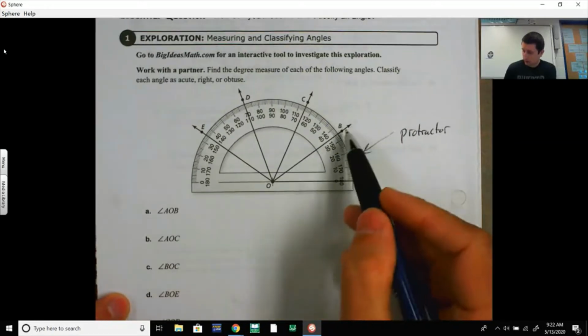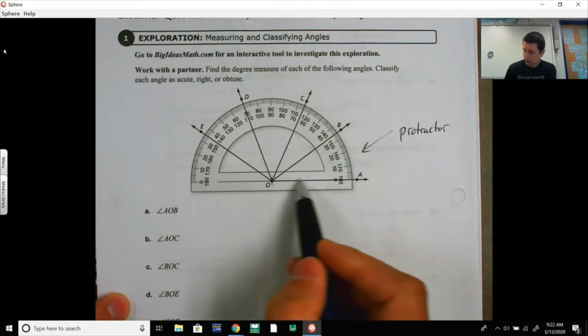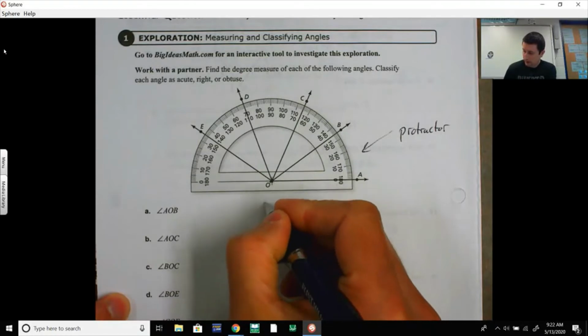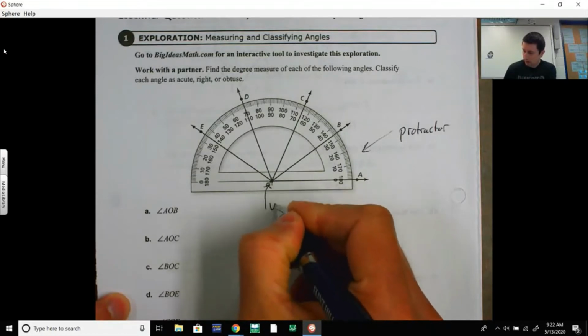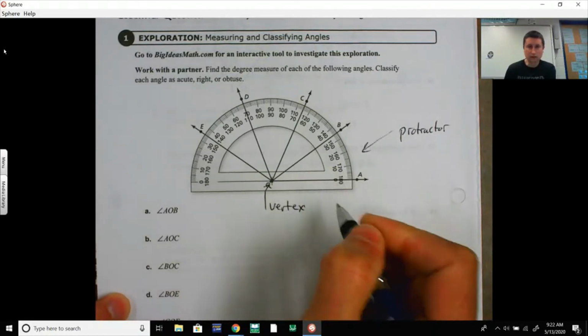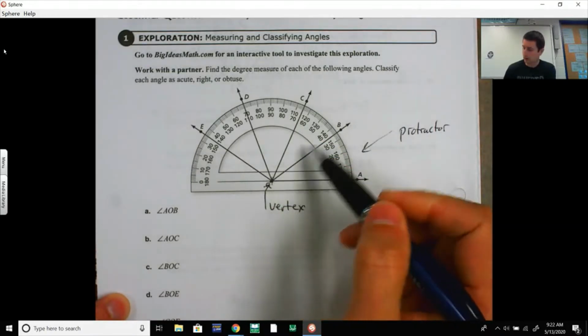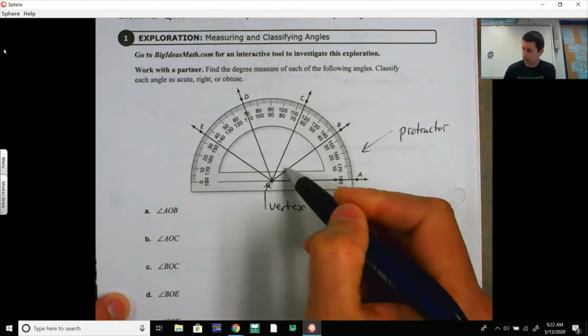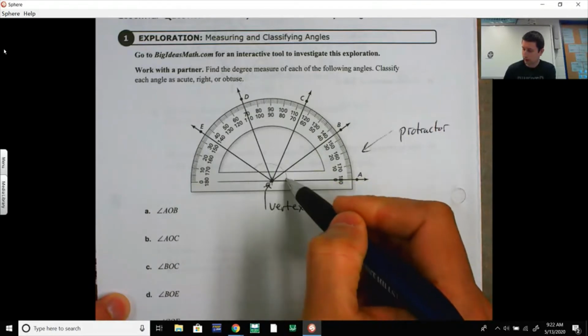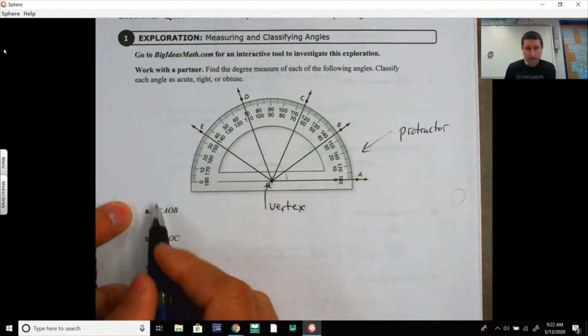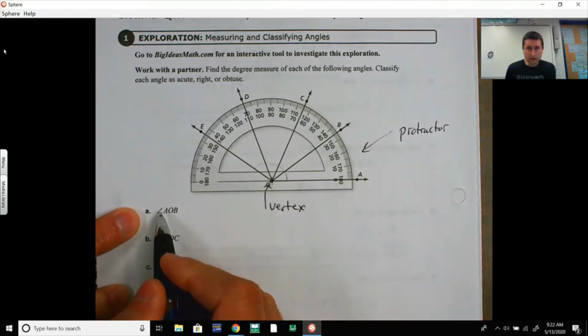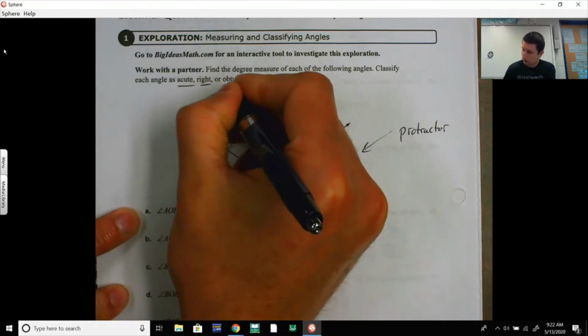So quick review with this. Here's your zero line. This point right here is referred to as the vertex of the angle. Okay, so that's the points. Now we have lots of different angles here. We have small angles, like this one right here, and we have big angles, if we look at this one right here. So when they say find the degree, measure each of the following as an acute, right, or obtuse.